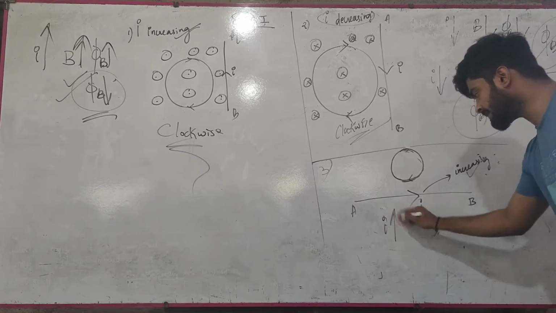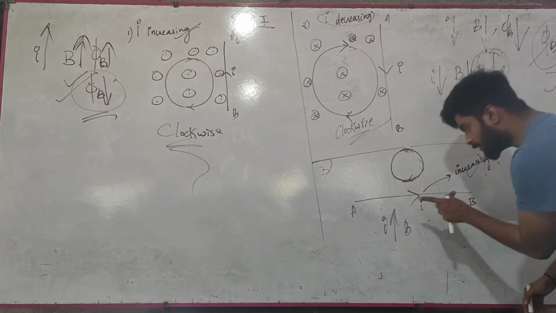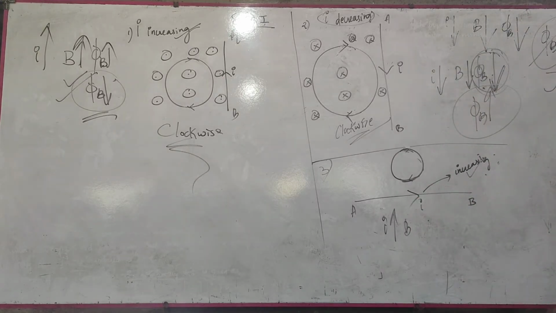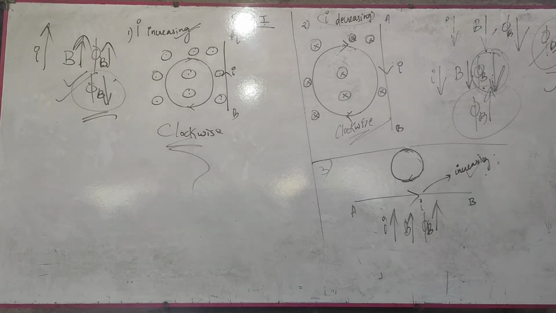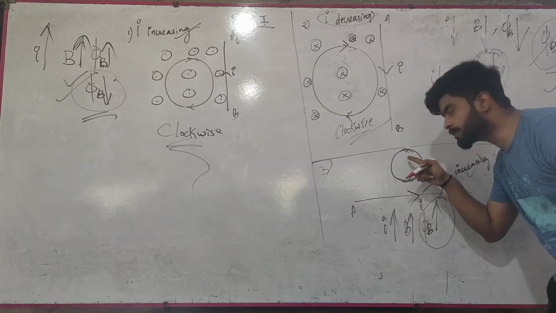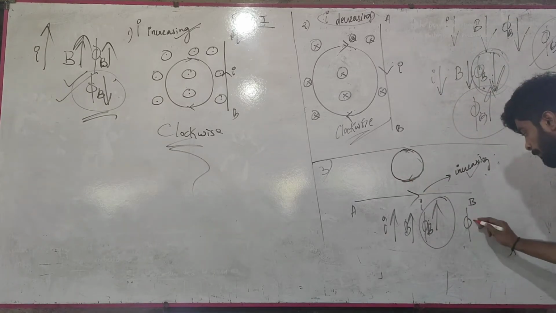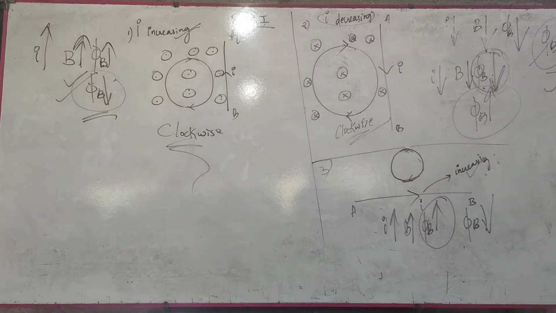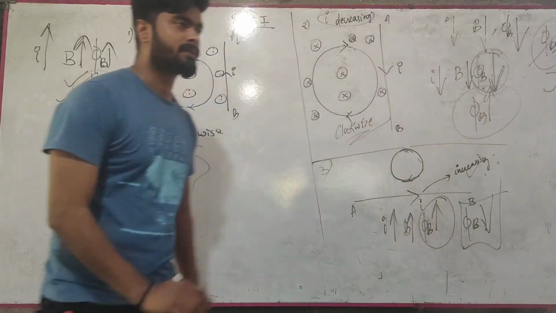So if current is increasing, tell me, will the magnetic field increase or decrease? The magnetic field due to this wire will be increasing, right? So the magnetic flux produced by it will also increase, right? And due to increasing magnetic flux, there will be an induced EMF or induced current in this coil, which will try to oppose the magnetic flux. So it will try to decrease the magnetic flux. So the direction should be such that it decreases the magnetic flux.